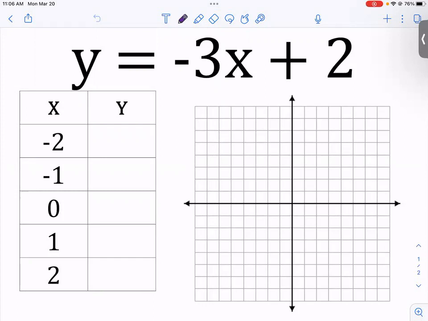So now we have negative 3 times negative 2 plus 2. What's negative 3 times negative 2? Positive 6, right? So we have positive 6 plus 2. What's that? Okay, so with your expo marker, can you write 8 right there? Then I want you to plot that point. Negative 2, 8.